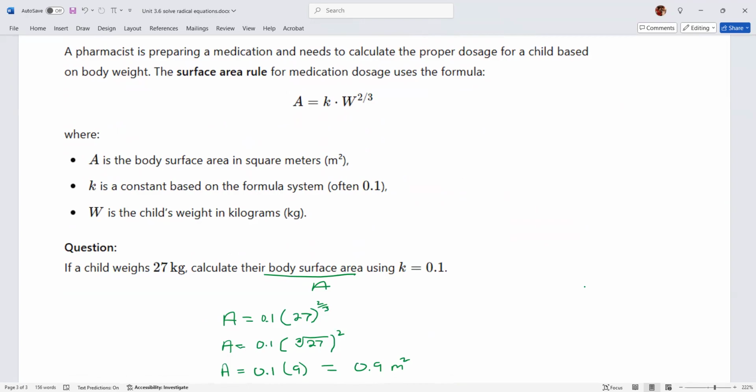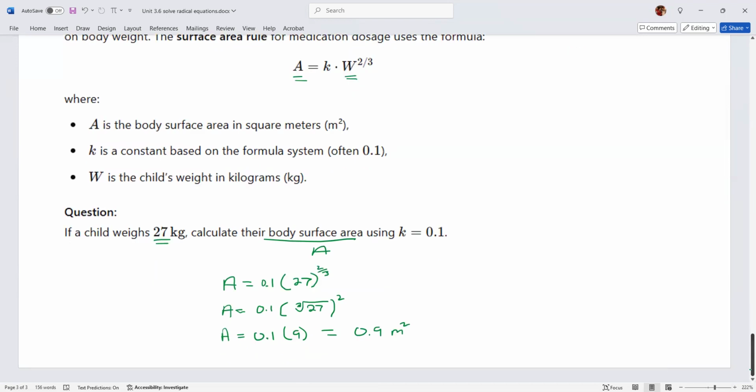So this one, you just plug in the values, and we're just solving it for A. Okay, so this is just really a calculator drill. 27 to the 2/3, you could plug that into your calculator, get the answer, or you can think of it as the cube root of 27 squared. Cube root of 27 is 3. 3 squared is 9. So this is just 0.1 times 9, which gives an answer of 0.9 meters squared. Okay, so you can see this is not very difficult to solve these types of equations.